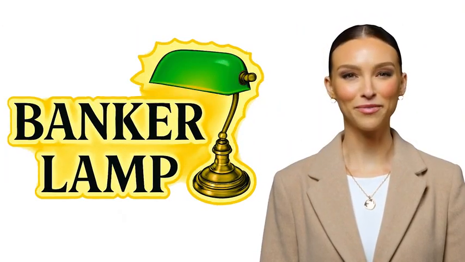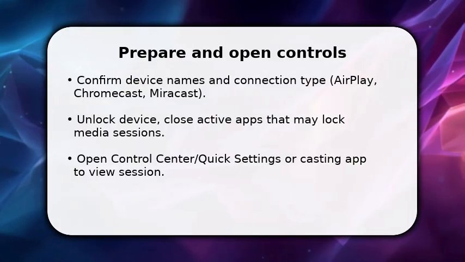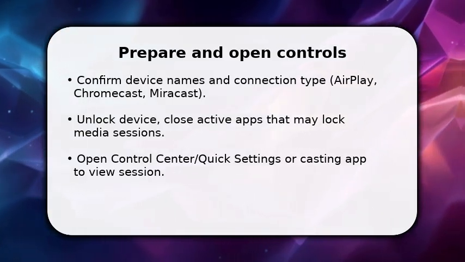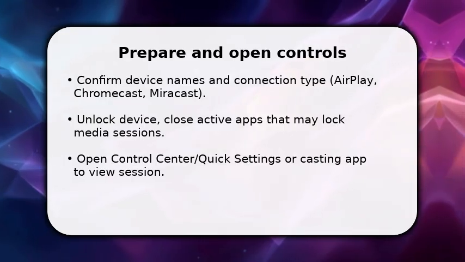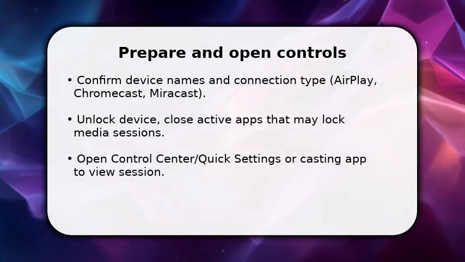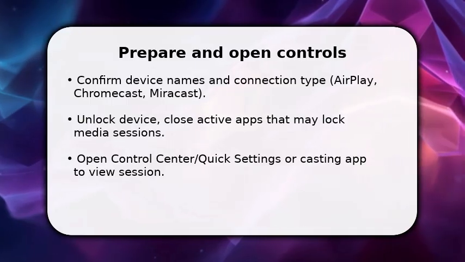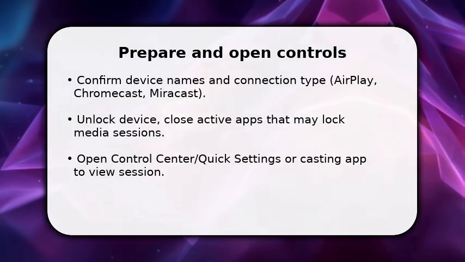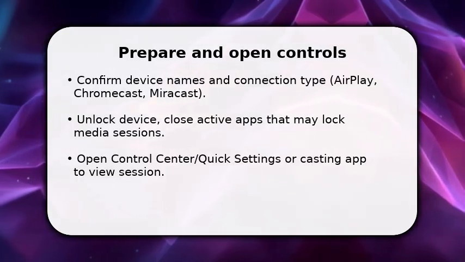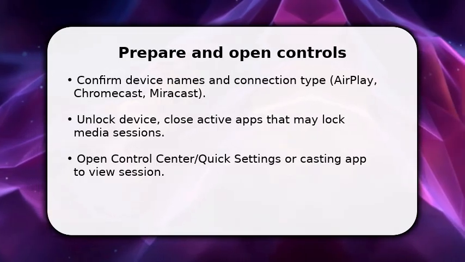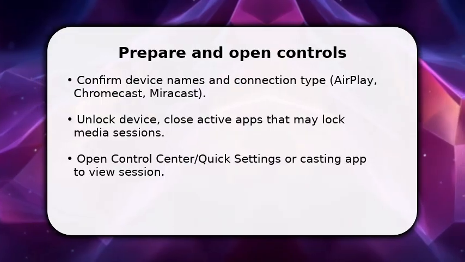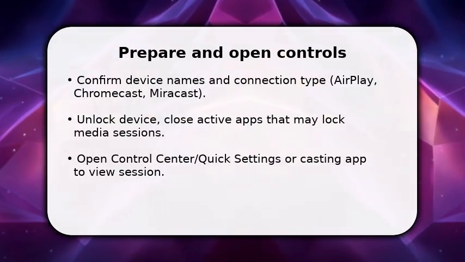Please enjoy the video. You start by confirming exactly which device is mirroring and the protocol in use, because the steps differ slightly. Unlock your phone or computer and close media apps that could keep the session alive. This prevents auto-reconnect. Next, open the Control Center, Quick Settings, or the casting app on your source device so you can see the active session entry. Once the session is visible, you're ready to stop it cleanly to avoid freezing or audio continuing on the display.